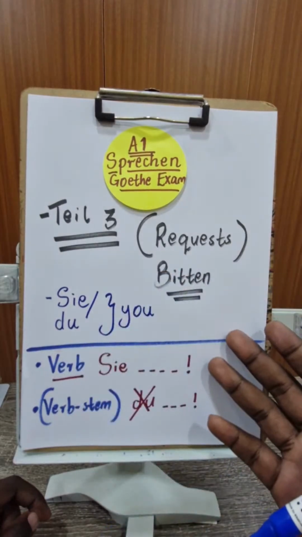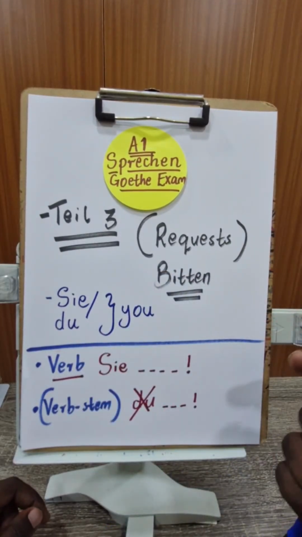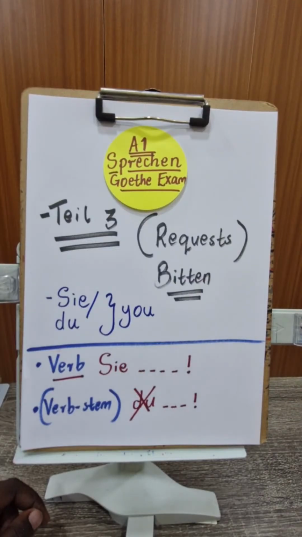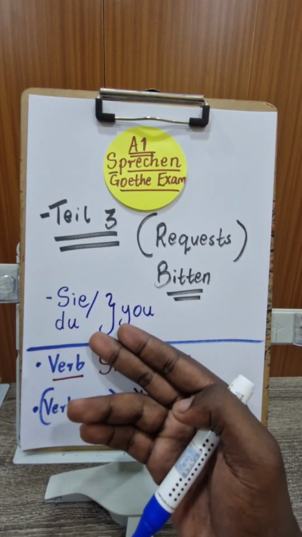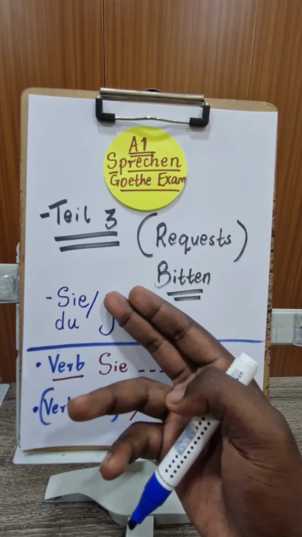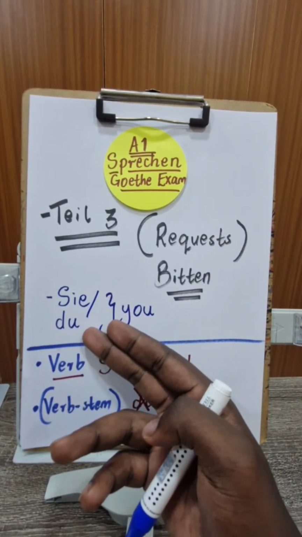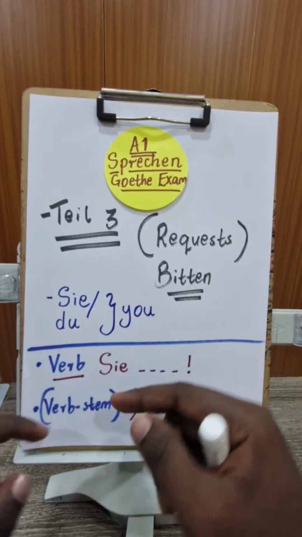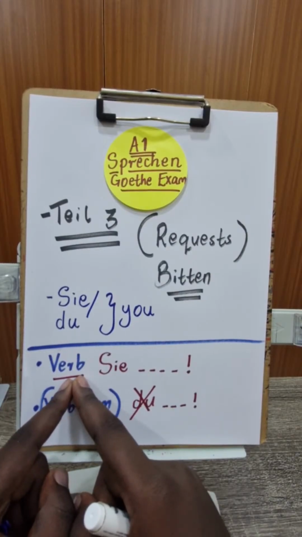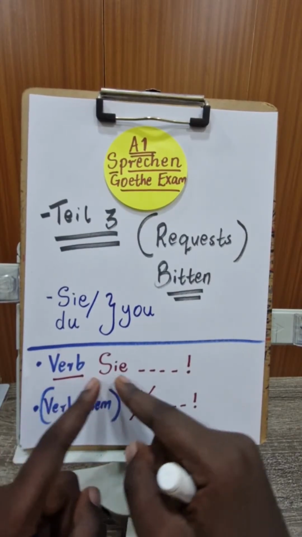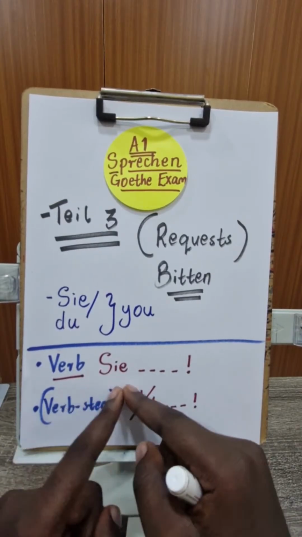So, as we were saying, in this part number 3, you will be expected to form requests. One can form a request either in the Sie form or in the Du form. When forming a request in the Sie form, you begin with the verb and then you follow with the Sie.